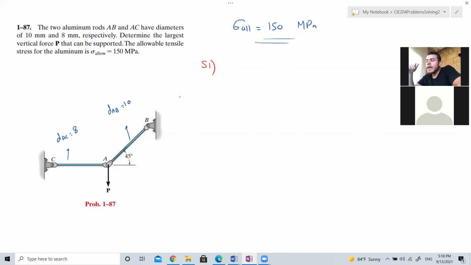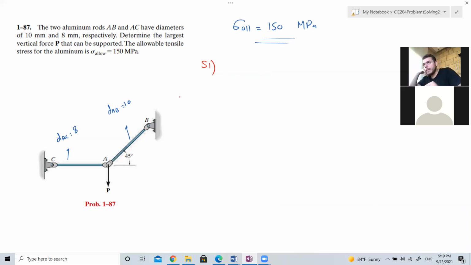Okay, we used to get allowable from failure. Yes, but here it asks for the maximum force. Here it already gives you allowable, so you can directly start by using the design criterion. This is what we care about in design. We don't care about the failure. We care about the allowable.